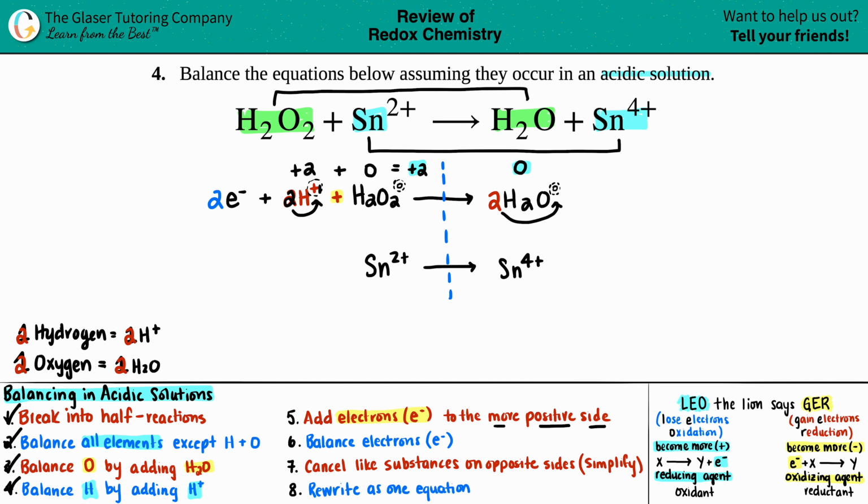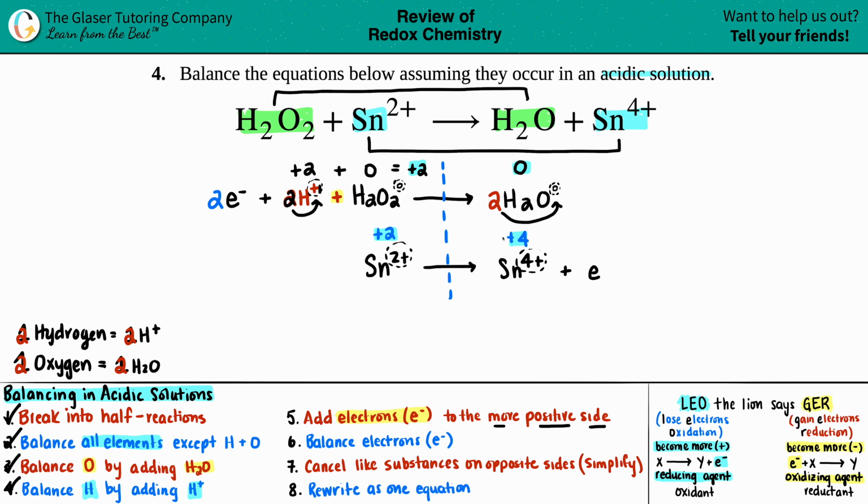I see a charge in the upper right-hand corner for the Sn, and I see a charge in the upper right-hand corner for the Sn over here. There was 1 of each, right? So these are just going to be the charges. So I have an overall charge of a plus 2 and an overall charge of a plus 4. This side now is the more positive one, over the plus 2. So I know that I'm going to have to add electrons on this side.